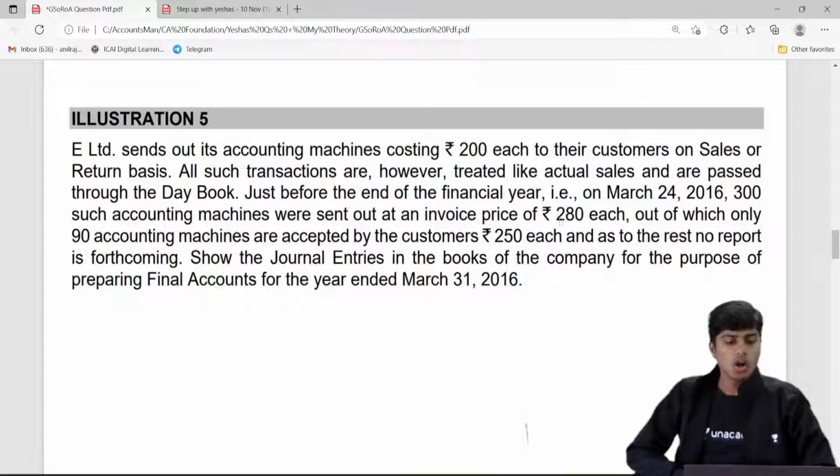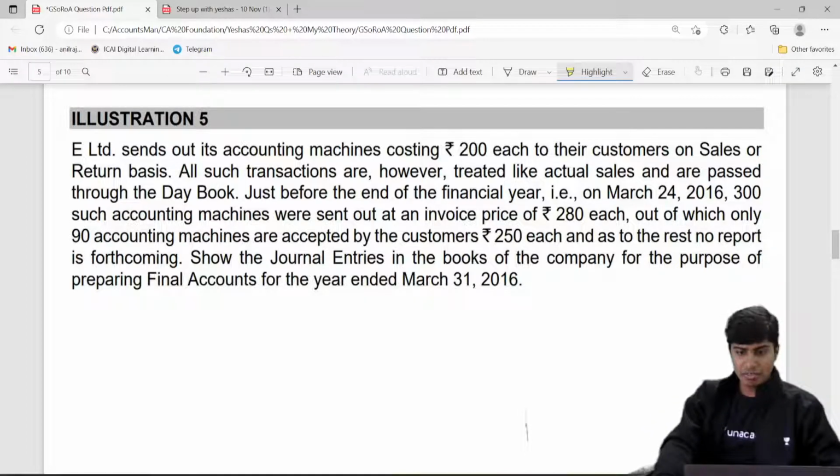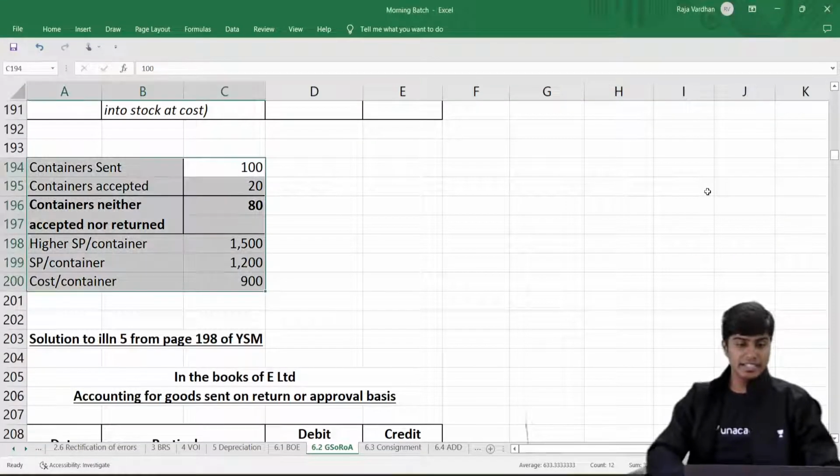Very good. All such transactions are, however, treated like actual sales and are passed through daybook. That's pretty much like how we did the rest of the problems. Just before the end of the financial year, on 24th of March 2016, 300 such accounting machines are sent at invoice price of 280. Note this. We will write the entry for this. How many units are sent? 300. At what price? 280. When is it sent? 24th of March. Come on, let us write the entry.